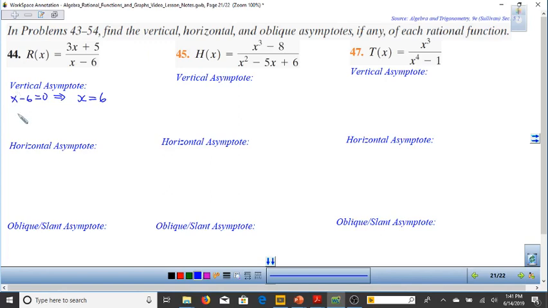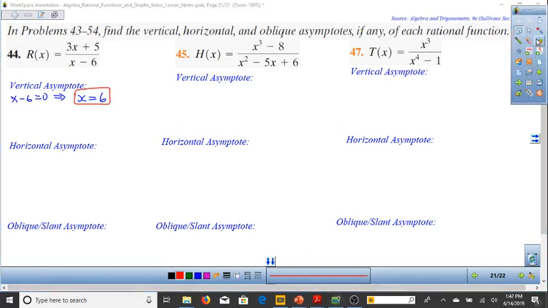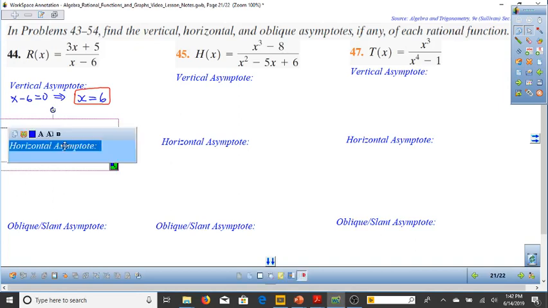Now, if you notice, the degree of the numerator is 1 and the degree of the denominator is 1. So what does that tell us about our horizontal asymptote? We simply divide the leading coefficients.